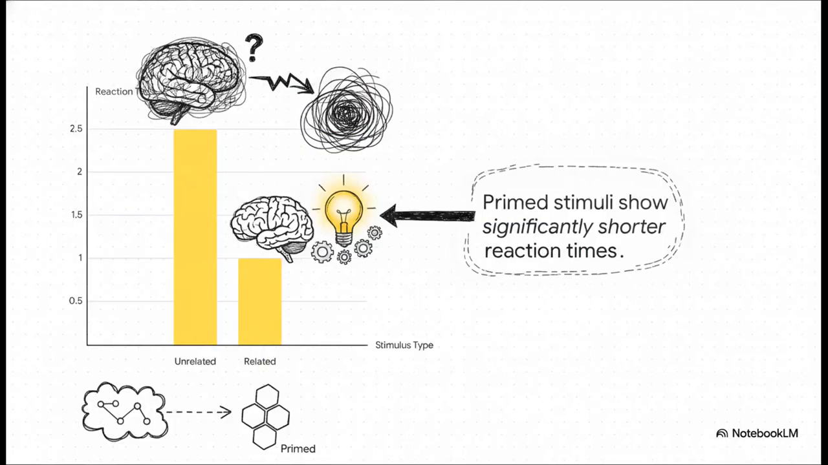The data brilliantly illustrates the reality of our cognitive architecture. There is a stark, undeniable difference here. The non-primed stimuli result in a significantly longer reaction time, but those primed, semantically related stimuli, they result in a much shorter reaction time, alongside much higher accuracy. The brain was literally already waiting for the information.